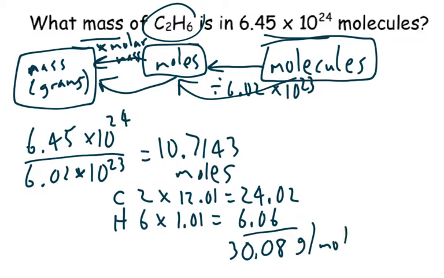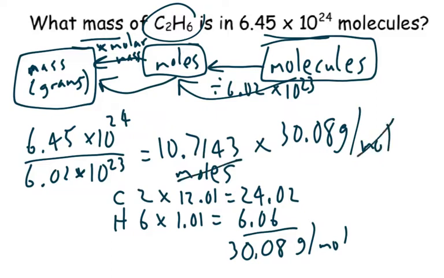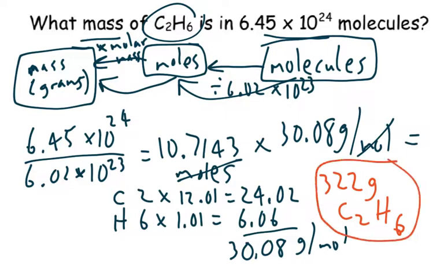So to go from moles to grams, you're going to multiply by the molar mass that we just found, which is 30.08 grams per mole. So the moles are going to cancel this time. We're going to multiply 10.7143 times 30.08. We're going to round this to 3 significant figures. And I ended up getting, and I'll write it over here, 322. And this will be grams, since we went to mass, of C2H6. And that will be our answer to this problem.